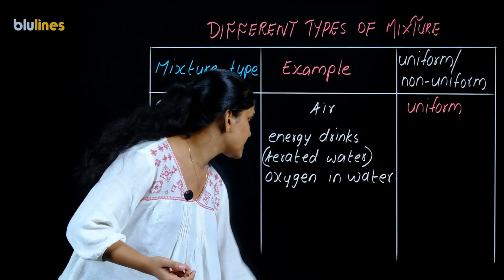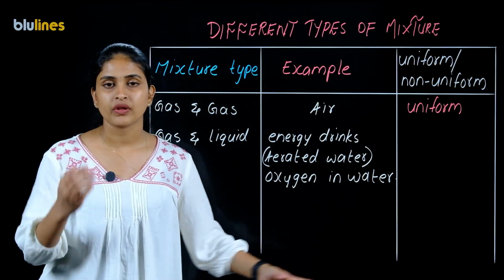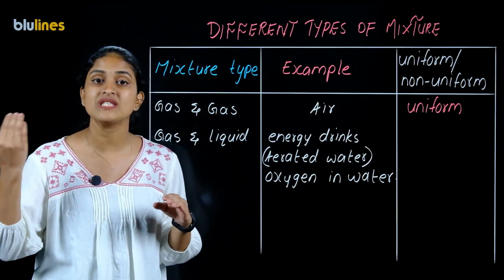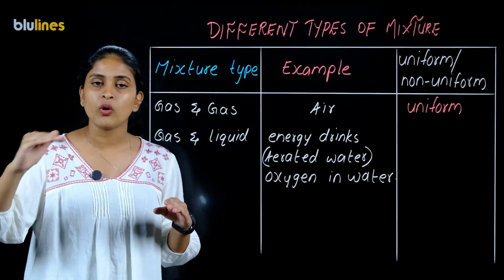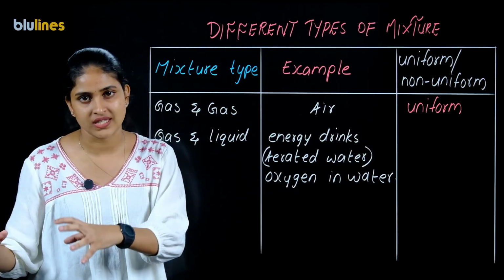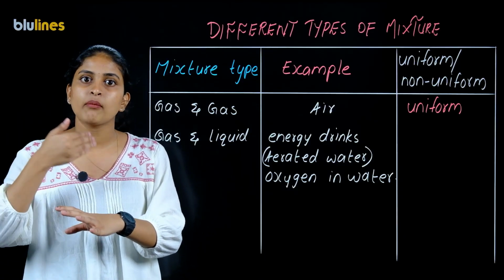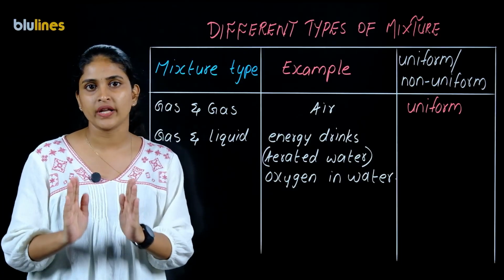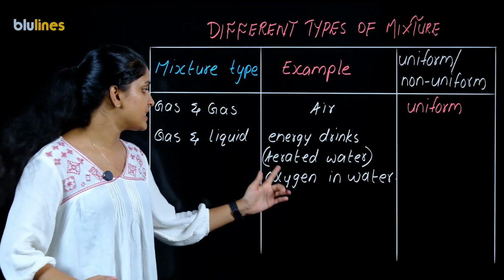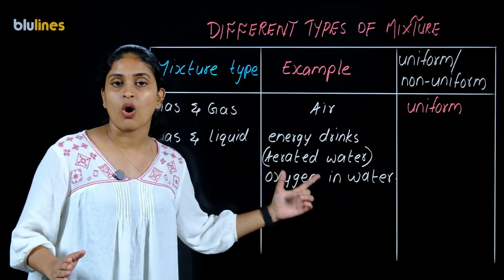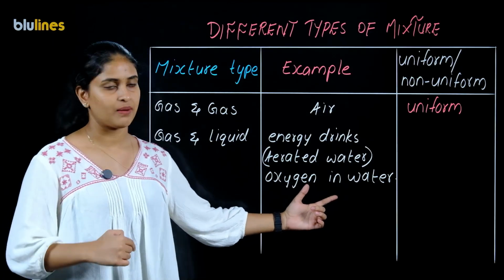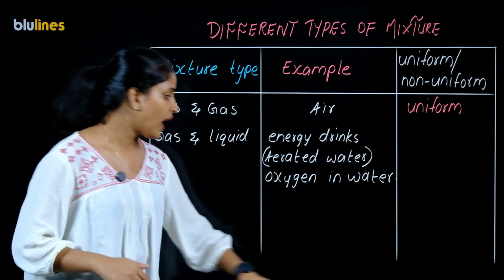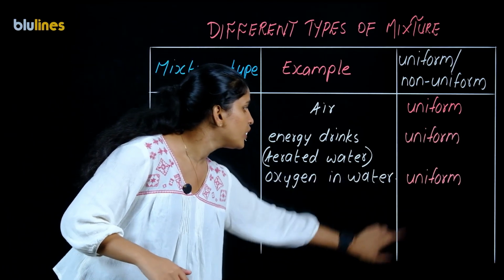There is also another example, that is oxygen in water. You know, aquatic life is able to sustain because the water bodies contain a certain amount of oxygen, right? They require a certain amount of oxygen to sustain their life. So oxygen is definitely dissolved in those water bodies. Oxygen is a gas, water is a liquid. So oxygen in water is also an example of gas and liquid, and these two are uniform in nature.